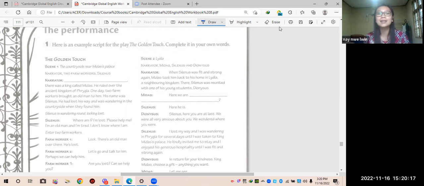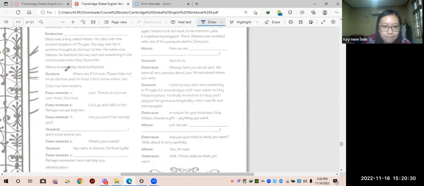So here is an example script. So that is script writing. For the play Golden Touch, complete it in your own words. So you can use your own words to complete the script. So we'll do scene 1 first.